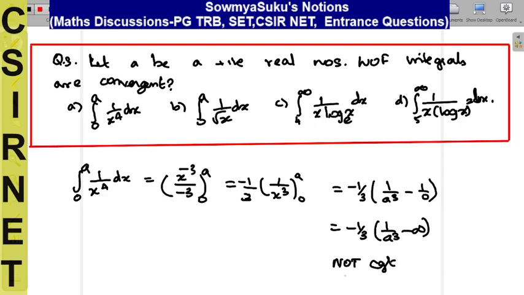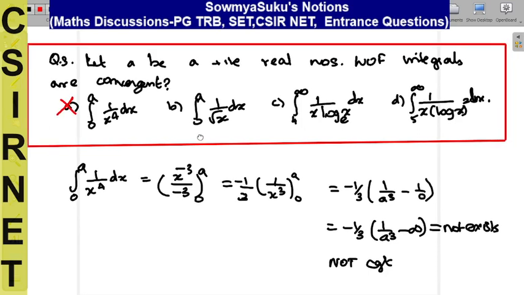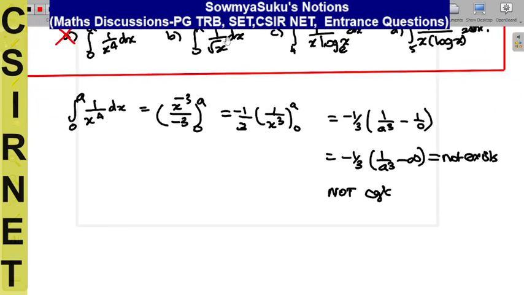It does not exist, and not existing means it is not convergent. So the first option is not convergent, a false one. Let's see the second one: the integral from 0 to a of 1 divided by root x, dx. So the second one, 1 divided by root x into dx.